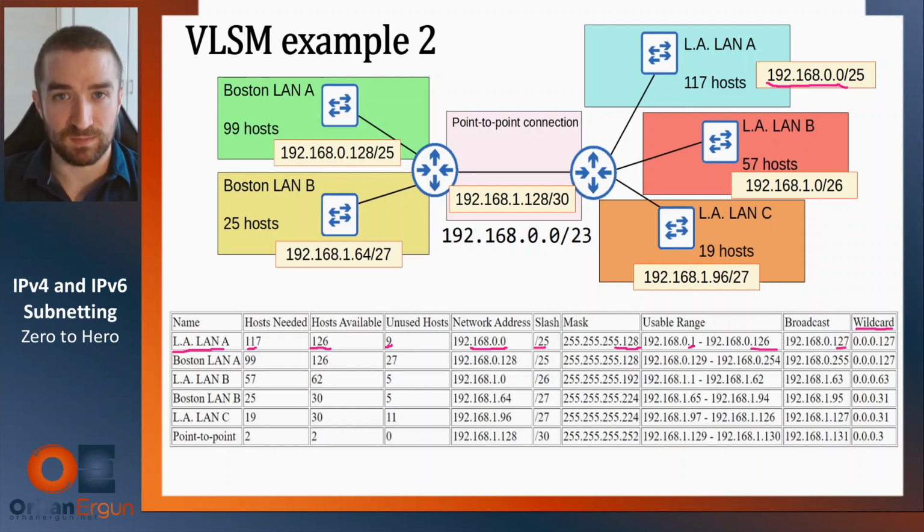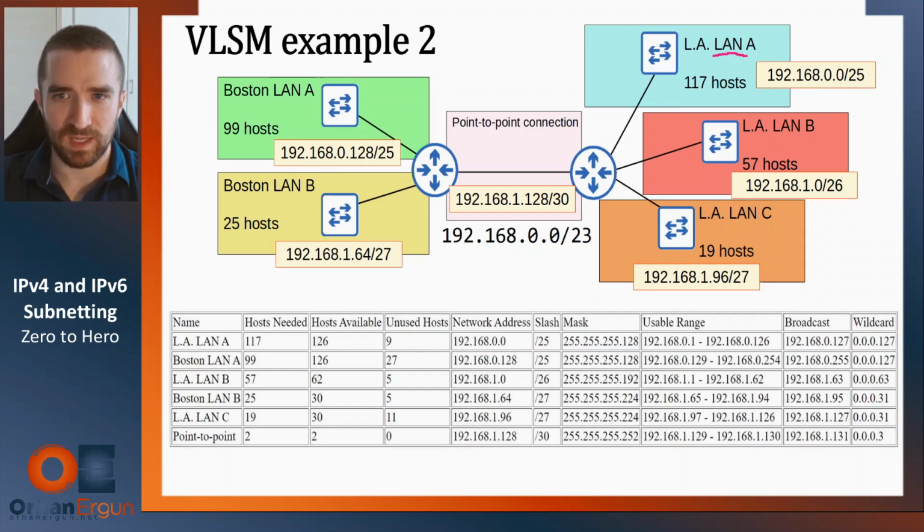So the /25 subnet mask is 255.255.255.128. The wildcard mask is 0.0.0.127. So you just invert the bits. If a bit is 1 in the subnet mask, it's 0 in the wildcard mask. If a bit is 0 in the subnet mask, it's 1 in the wildcard mask. That's how you get this 0.0.0.127. But you don't have to know this for subnetting, really. So you can ignore this last column.